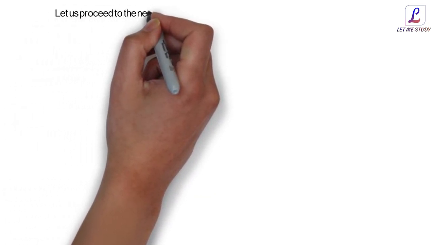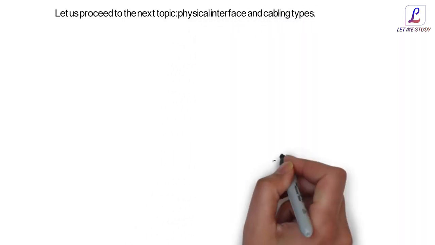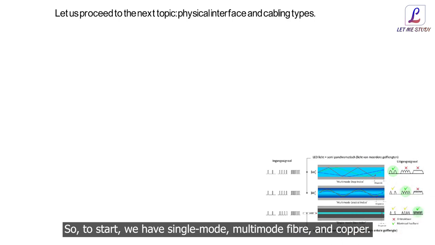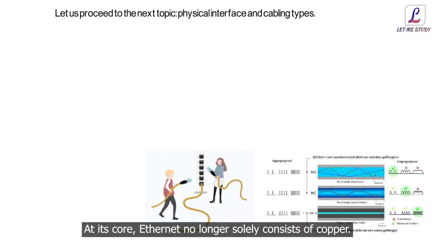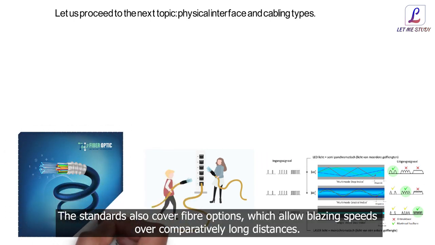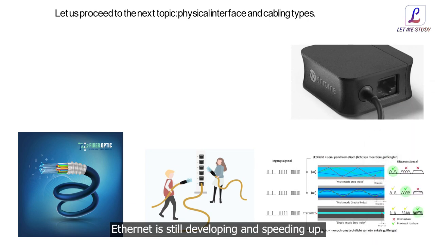Let's proceed to the next topic: physical interface and cabling types. So to start, we have single mode, multi-mode fiber, and copper. Today, copper Ethernet reigns supreme, even in terms of cabling. At its core, Ethernet no longer solely consists of copper. The standards also cover fiber options, which allow blazing speeds over comparatively long distances. Ethernet is still developing and speeding up.